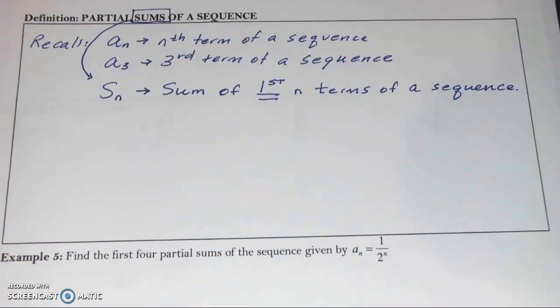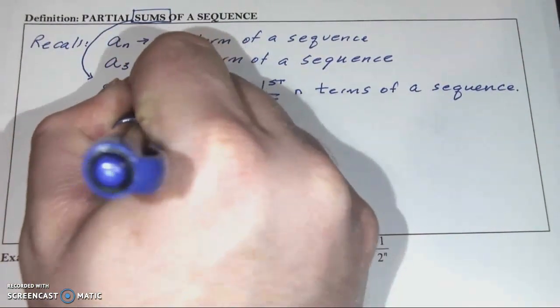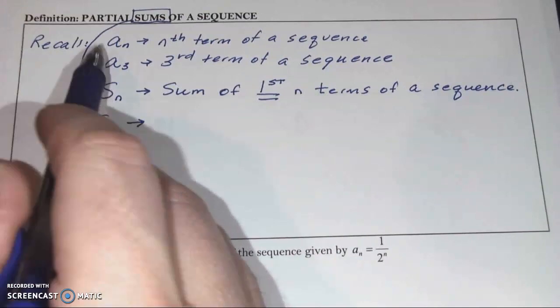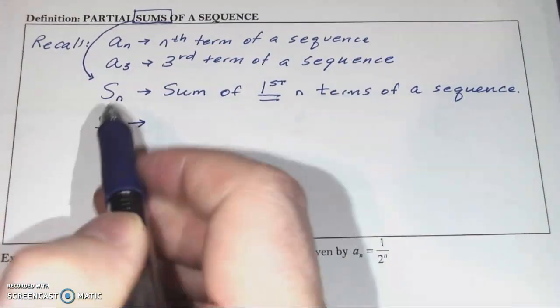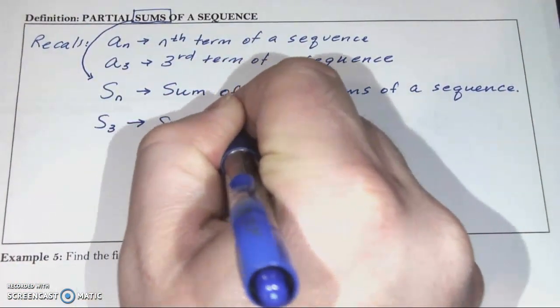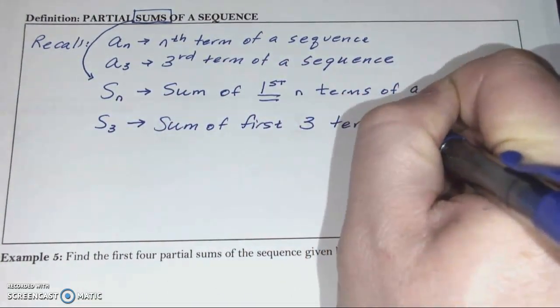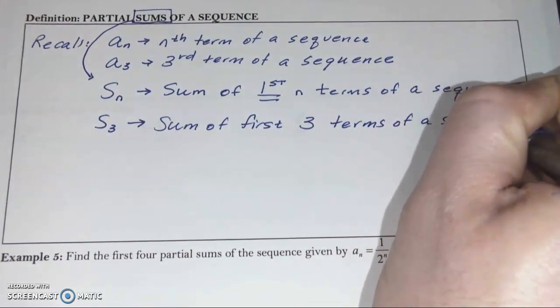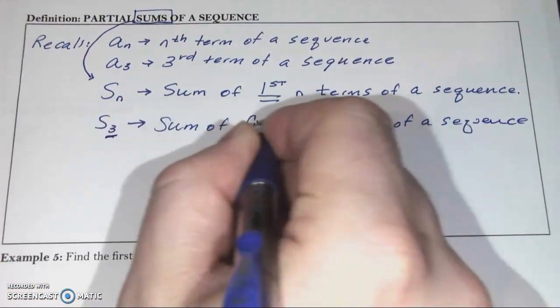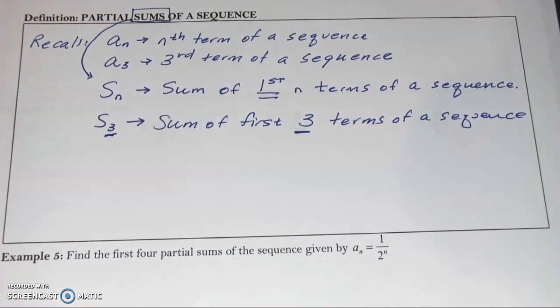So instead of finding one term, we're going to find the sum of a group of terms, the first fill in the blank, however many terms you'd like to find the sum of. So a capital S sub 3, where a sub 3 meant the third term, means the sum of the first 3 terms of a sequence. You can see the 3 there became the 3 there. We want the sum of the first 3 terms. And right now, we don't really know anything else.